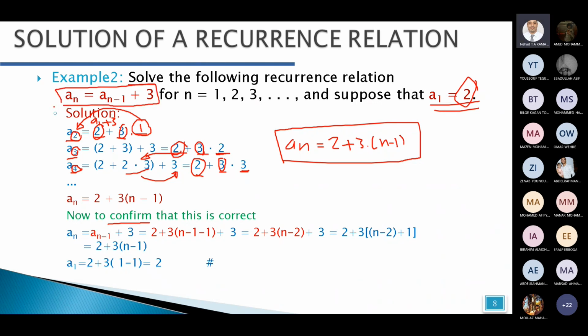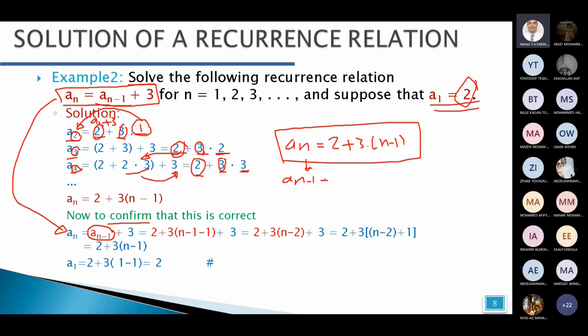The idea is that you have to start from one side and reach the other. So I will start from the recurrence relation this time. a_n equals a_(n-1) plus 3. Now apply the solution for a_(n-1).